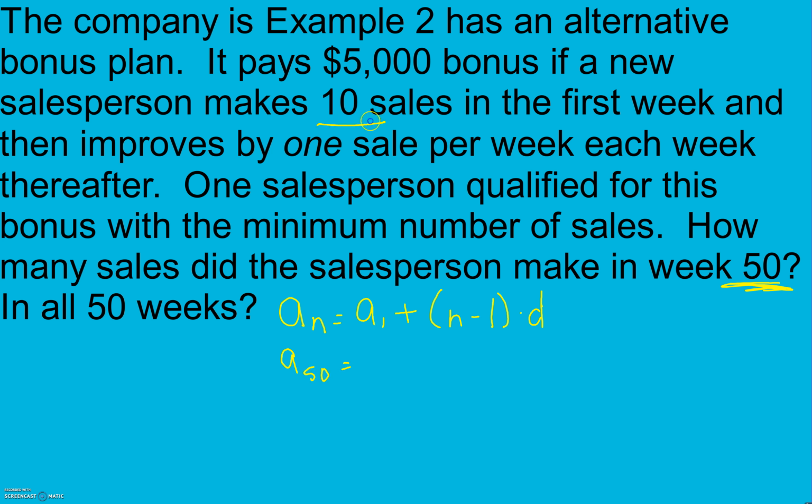It said still 10 sales the first week. That's where we started. Week is 50. And our common difference here is just 1 sale per week. So we can go ahead and simplify here. The amount of our 50th week is going to be 10 plus 50 minus 1, which is 49, times 1, is just 49. So in the 50th week, there were 59 sales.